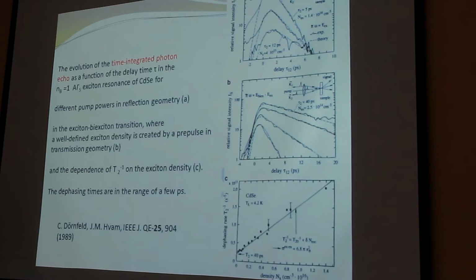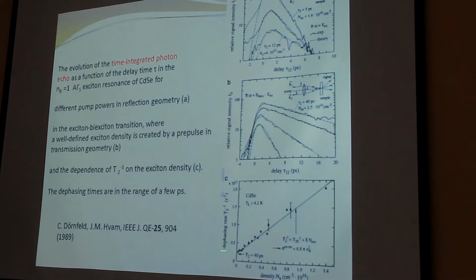And these are now examples. The decay of the photon echo in cadmium selenide in the exciton resonance, measured in reflection, or at an exciton bi-exciton transition, measured in transmission. And you see with increasing pump power the decay can get faster. What is plotted here is now, as a function of the exciton density, the dephasing rate. So this is just the inverse of the dephasing time.